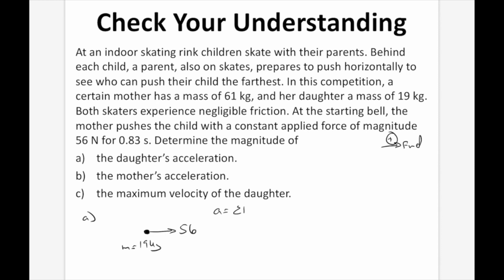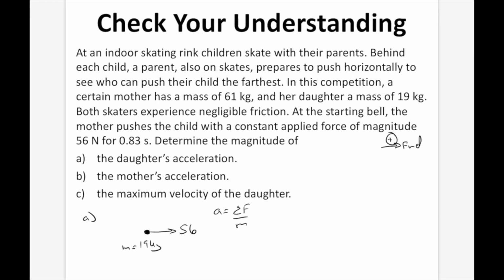Well, her acceleration is going to be the sum of the forces divided by mass. So plugging in our numbers, our acceleration equals the sum of the forces, which would be 56, over the mass of the daughter, which is 19. 56 divided by 19 is equal to 2.94 meters per second squared forward. Now we need to have 2 sig digs in our answer, so our final answer is going to be 2.9 meters per second squared forward.